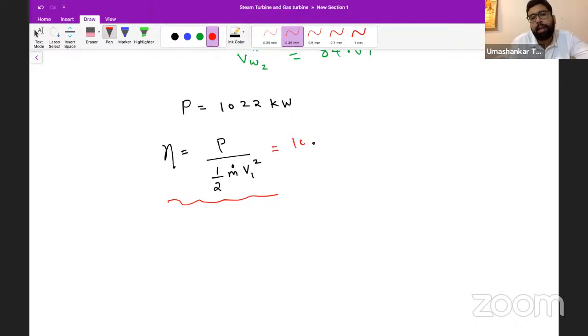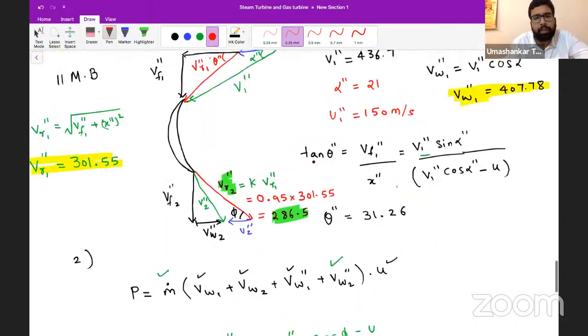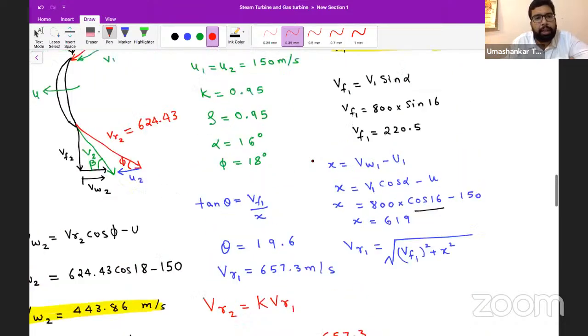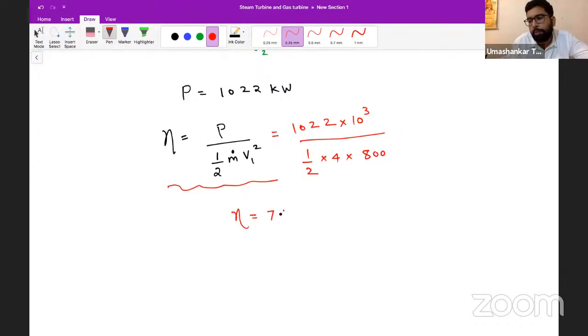Can anyone tell me the efficiency? Just remember to put 10 to the power 3 here also. If you are putting the velocity in meter per second, you have to use the power as what? General dimensional thing. So V1 is how much? V1 is 800. So efficiency, if you calculate from here, is going to be 79.84, as someone of you is telling me. So this is going to be the efficiency.